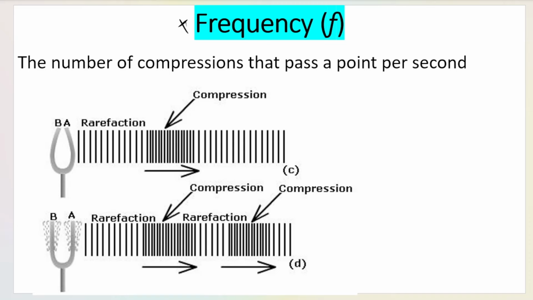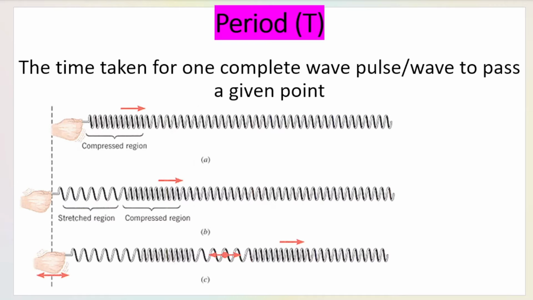So the frequency of a transverse wave is very similar to the frequency of a longitudinal wave. For the frequency of a longitudinal wave, you can think of it as the number of compressions that pass a point per second. So if I say the frequency is 2 hertz, it means that 2 compressions, 1, 2, pass a given point in 1 second. And period was my other quantity.